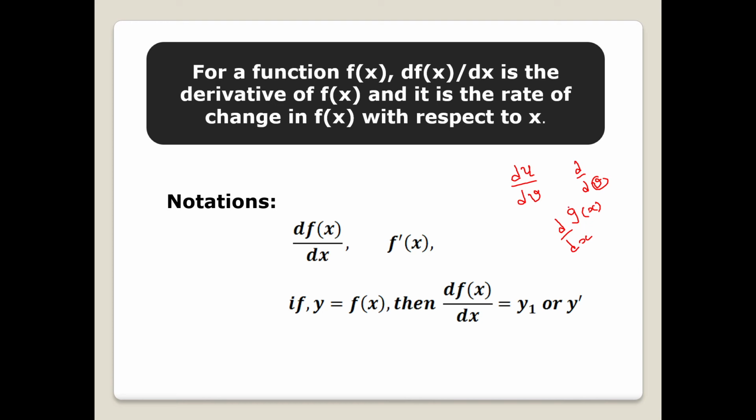Right? So these are the notations that d by dx of f(x) is derivative of f with respect to x. This also can be written as f dash of x, or if y is a function of x, that means y is given by f(x), then derivative of y with respect to x will be given by y1 or y dash. So these are the notations.